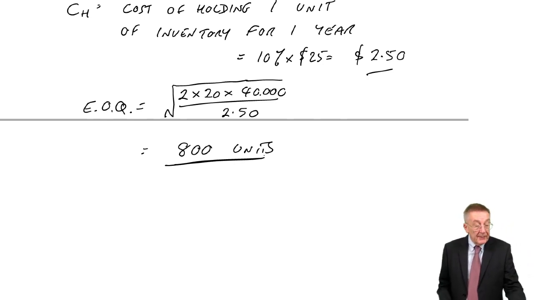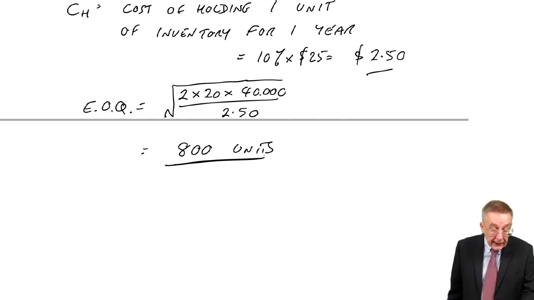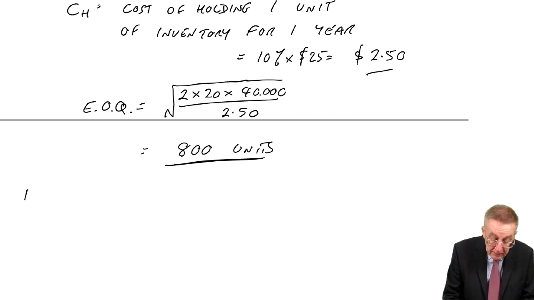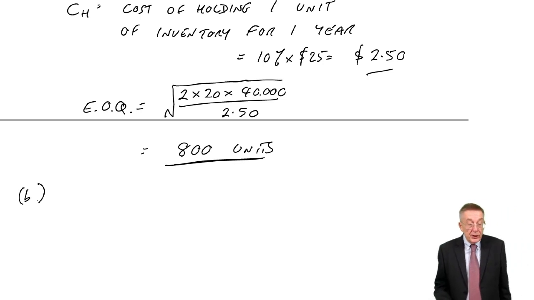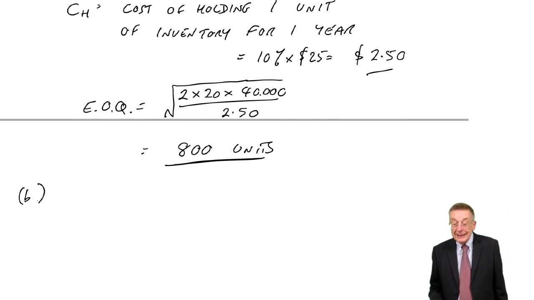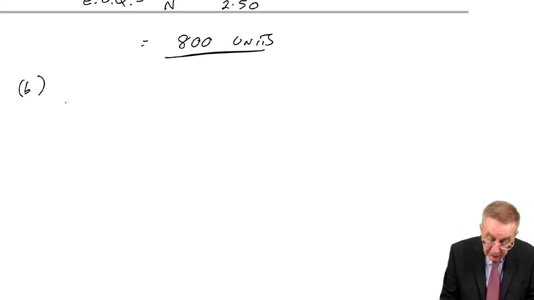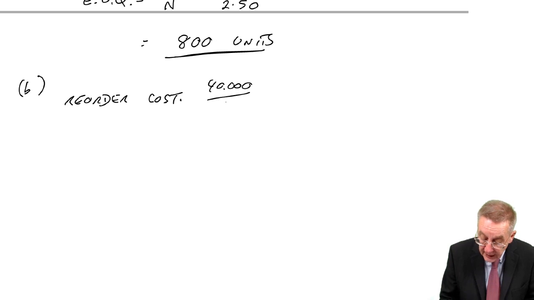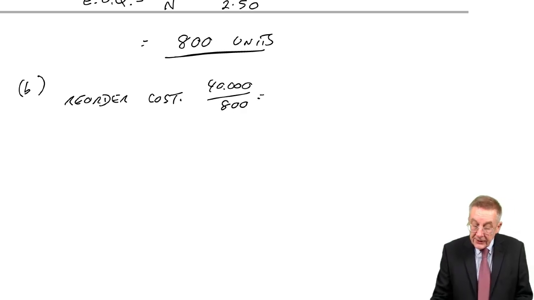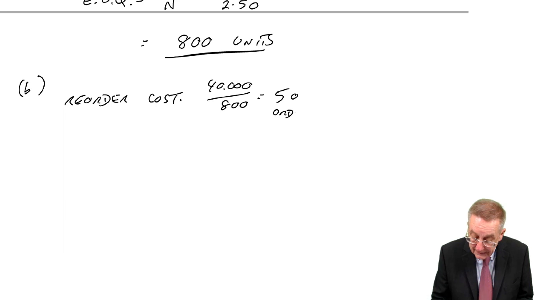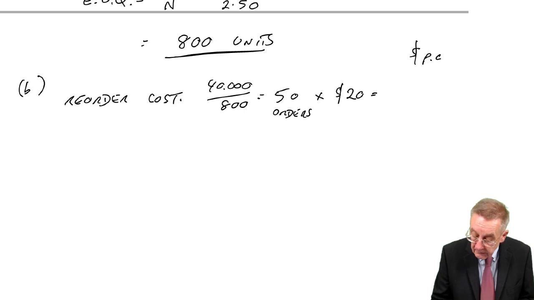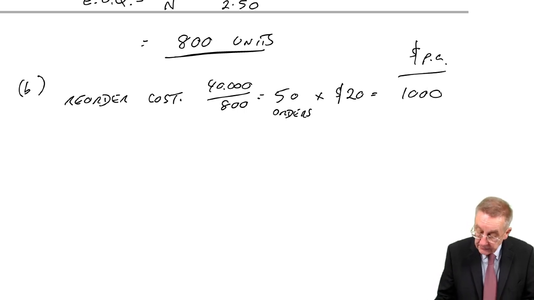And let's just check here, because example 2 says A, calculate the economic order quantity, but B, what are the total inventory costs for the order quantity? Well, let's do what we did before one last time. First of all, the reorder cost. Remember, we needed 40,000 units a year. We're ordering 800 each time. So we'll need 50 orders at $20 each. Over a year is 1,000.